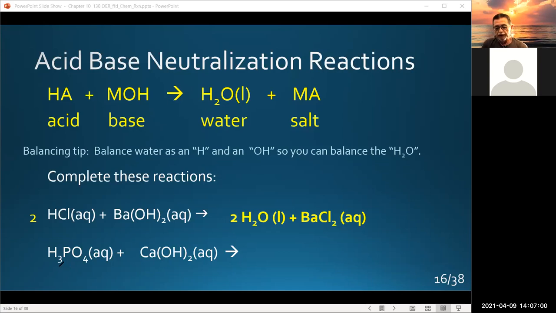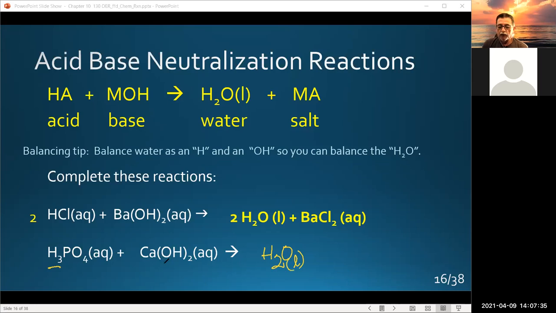All right, this is one of the weak acids we spoke about. Okay, phosphoric acid. And again, we got calcium, but this time with parentheses, we got calcium hydroxide. So again, we have a base. Okay, so acid base. Now, before I know I'm going to get product here, H2O, because we got an acid base reaction. So I can write down water. Okay, and I know it's going to be a liquid because, again, acid base reaction.